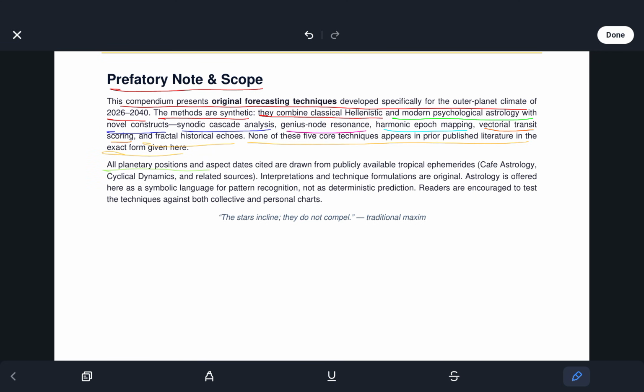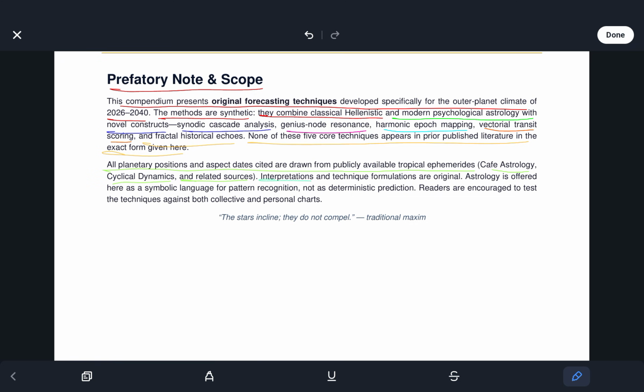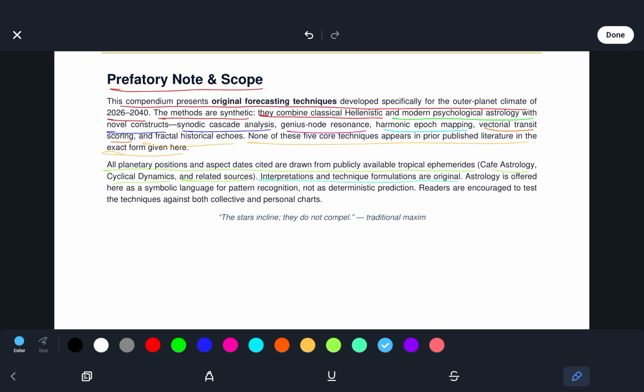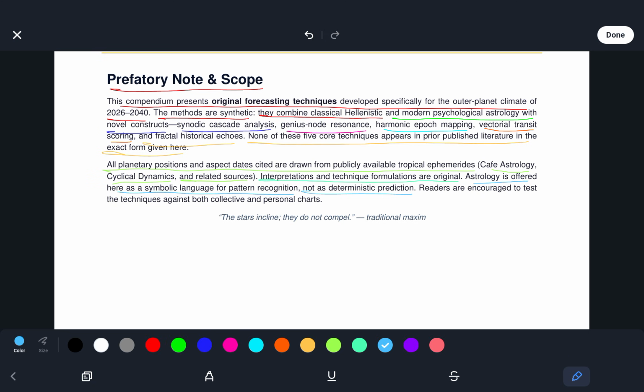All planetary positions and aspect dates cited are drawn from publicly available tropical ephemerides, KFA astrology, cyclical dynamics, and related sources. Interpretations and technique formulations are original. Astrology is offered here as a symbolic language for pattern recognition, not as deterministic prediction. Viewers are encouraged to test the techniques against both collective and personal charts.